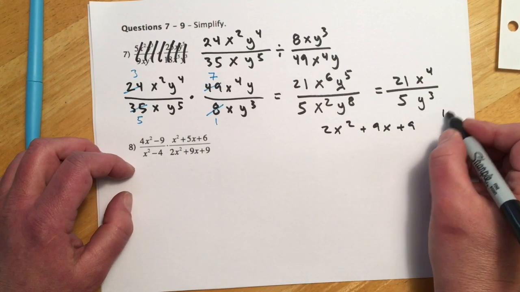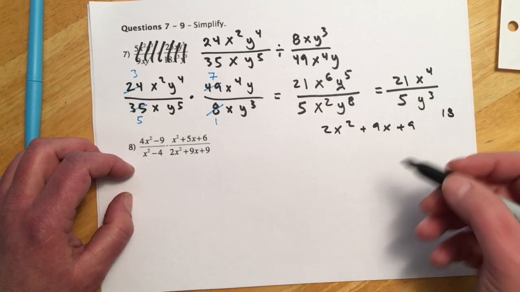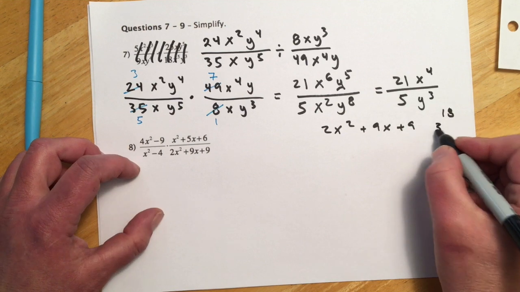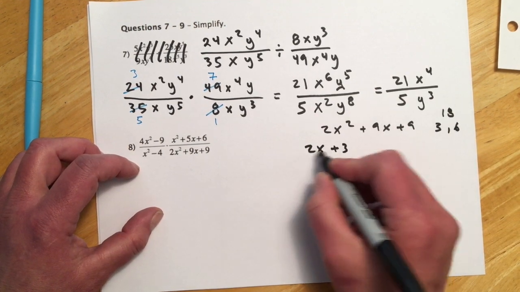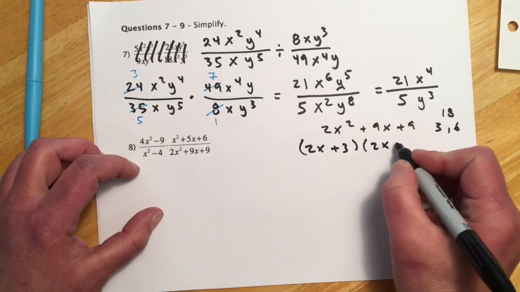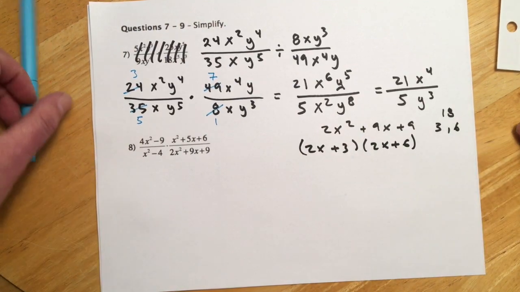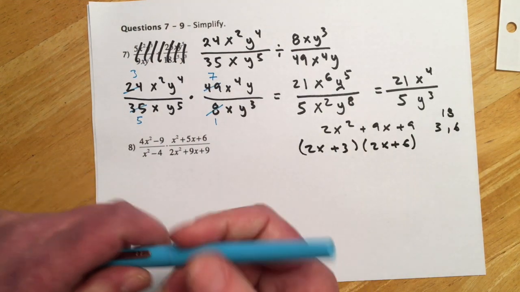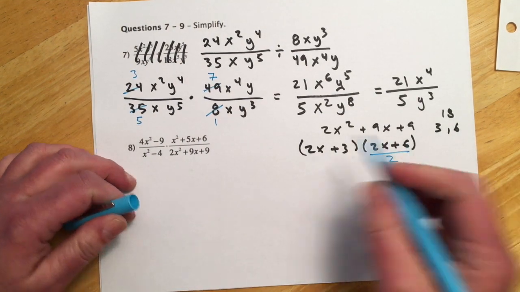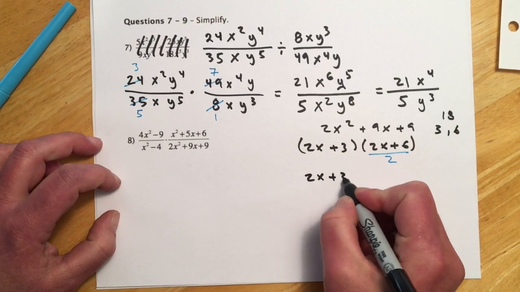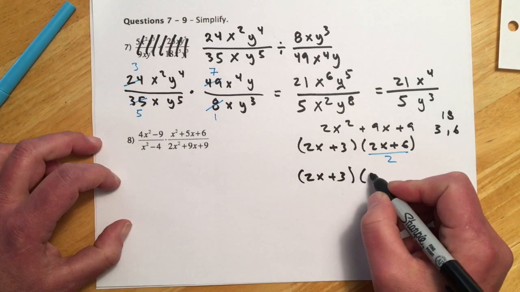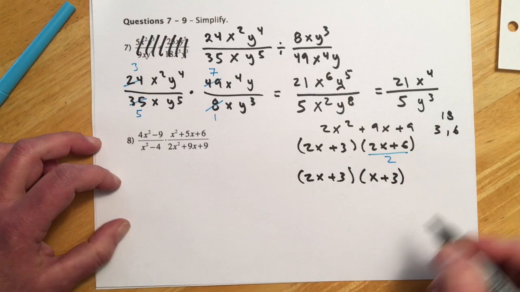So 2 times 9 is going to be 18. I need 2 numbers to multiply to 18, add to be 9, so 3 and 6. So I can do 2x plus 3 and 2x plus 6. Right there, I'll knock out that extra 2. And I got 2x plus 3, and that'll be x plus 3.